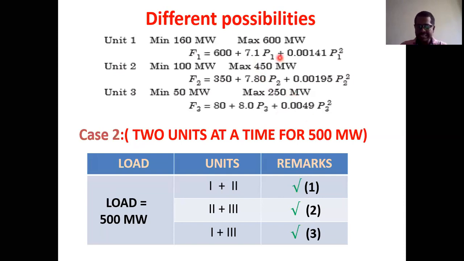When you observe these coefficients, alpha and beta, your first generator is having less coefficients, meaning your first unit is having less incremental fuel cost. Then after that, unit 2 is having less incremental fuel cost when compared to unit 3. Similarly, at the last, unit 3 is having more incremental fuel cost when compared to unit 2 and unit 1.